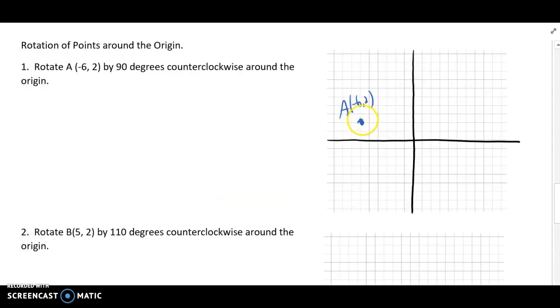Here's our next example. We're going to take this point A and rotate it by 90 degrees counterclockwise around the origin. I'm going to draw a segment from A going into the origin. We have to rotate over by 90 degrees.